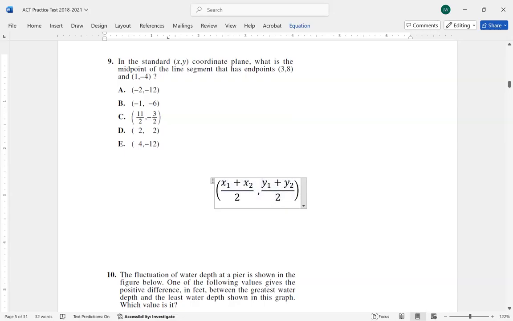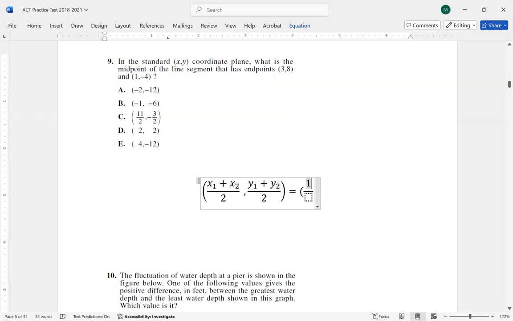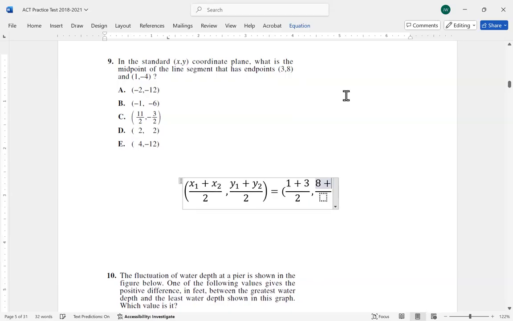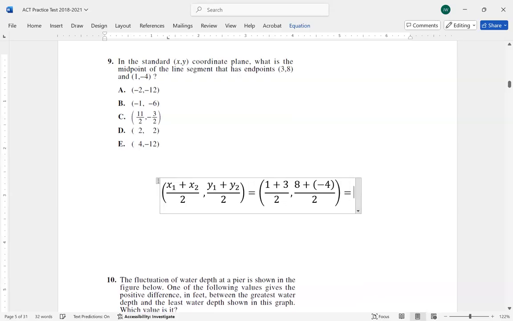In our case, if we average the x values, we're averaging 1 and 3. So take 1 plus 3 over 2. That's going to be the x value of the midpoint. And then we average the y values. The y values are 8 and -4. So 8 plus -4, divided by 2. And that's the point we're looking for.